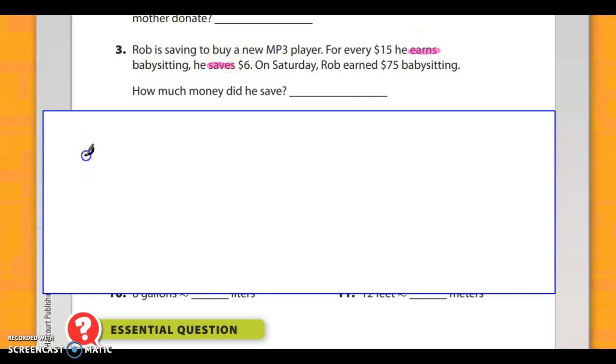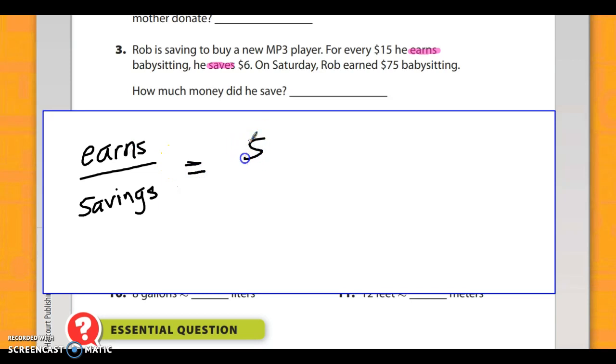So I'm going to write those out. I always think it's really important to label your work as you go to keep everything straight. So let's reread it. I always think it's important to reread too. For every $15 he earns, he saves $6. On Saturday, Rob earned, that means it's going to be a first term, $75.